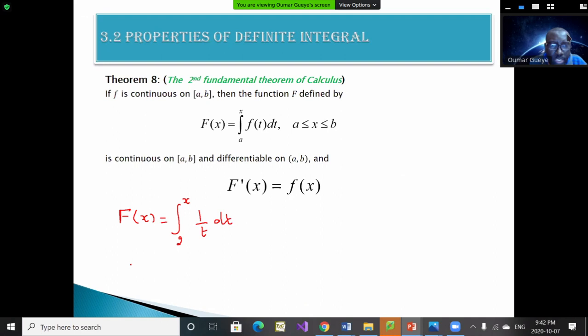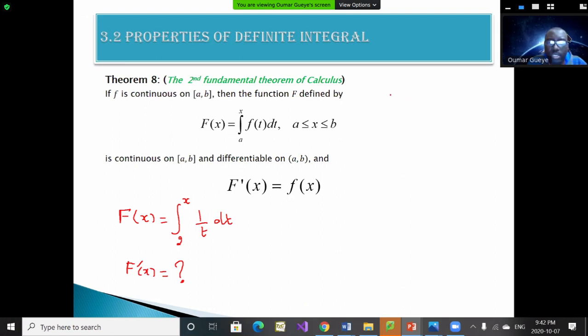And now the question is to find the derivative. That's what we want, the derivative of capital F. And since my capital F is defined by an integral, okay? According to what the second FTC says, calculating such a derivative is exactly equal to taking this function and replacing the t by x. I'm going to show you why.